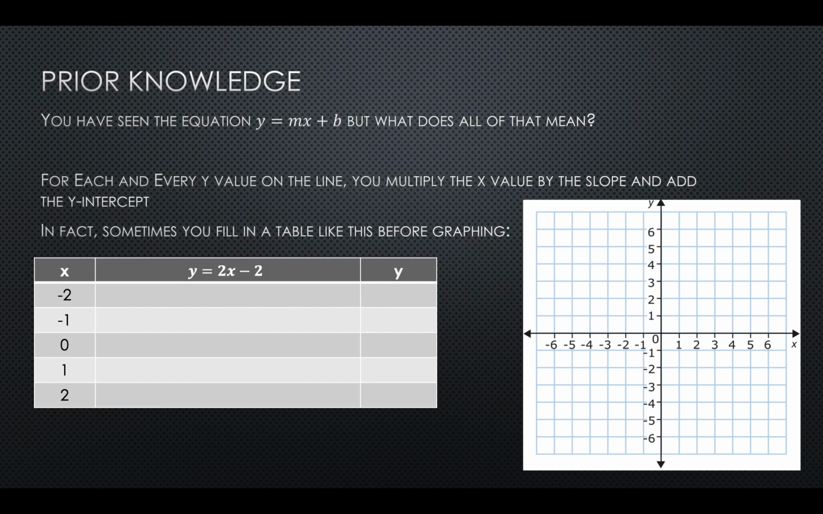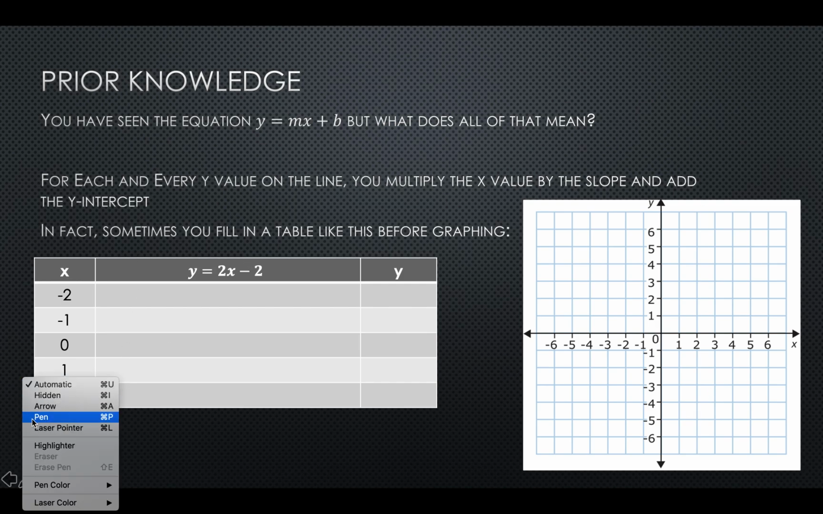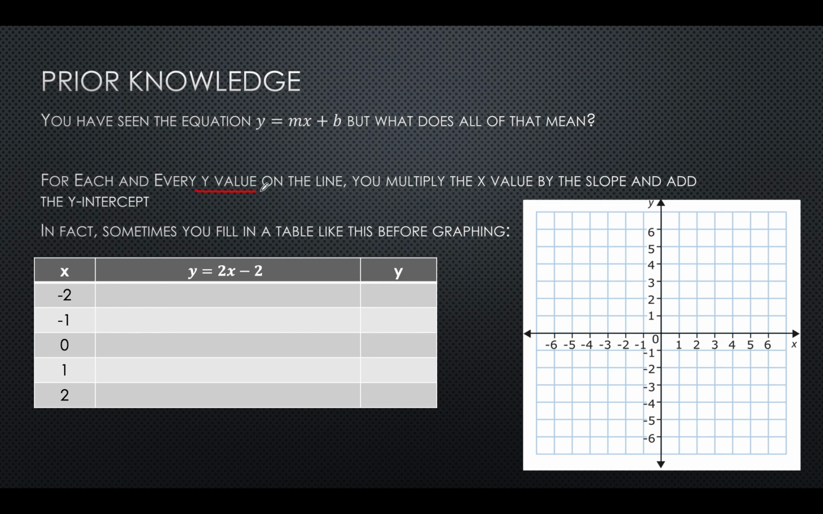You should have your notes page open, by the way, and you should be completing the notes page as you watch the video. So the notes page today should have a blank where it says y value. So please make sure that the first blank is y value, because what does y equals mx plus b mean? That means that for each and every y value on the line, what you're going to do is multiply the x value by the slope, that's the next line, and then you're going to add the y-intercept.